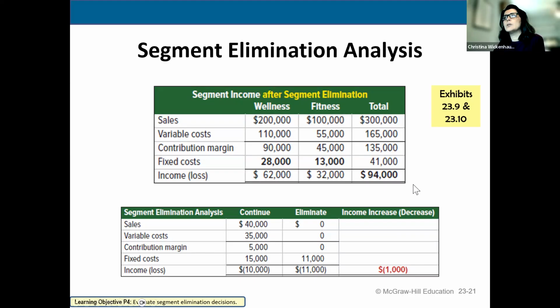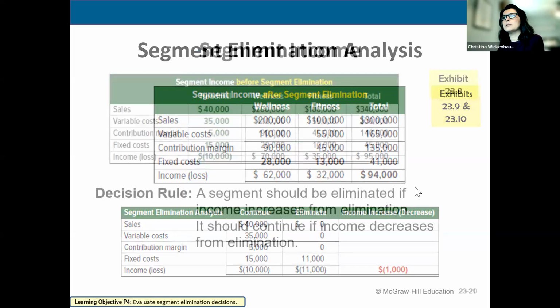And so if we look at it in total, you can see there, if we eliminate it, we have income of 94,000. But let's go back.